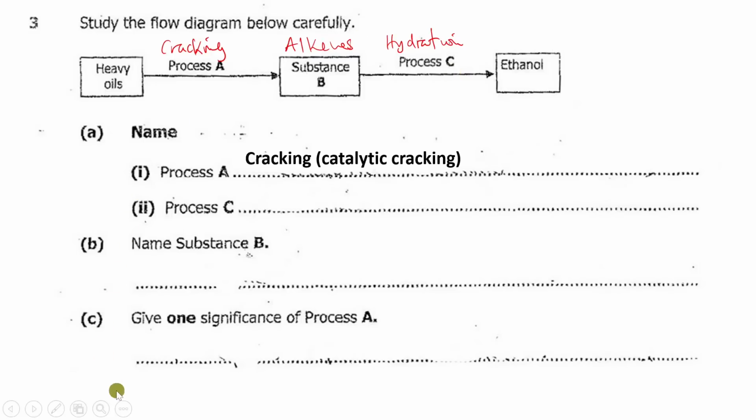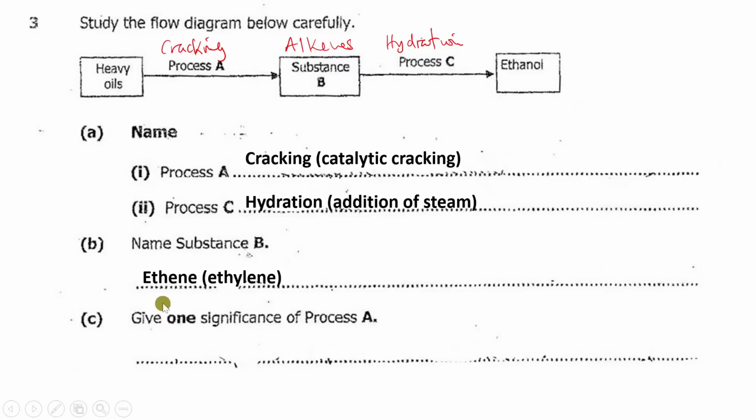Process C is hydration, the addition of steam or water. Name substance B. Specifically we cannot name it because there are many. They are alkenes actually, but I decided to say ethene because specifically what gives ethanol is ethene. From alkenes, what gives ethanol is specifically ethene. If you hydrate ethene, it will give you ethanol.